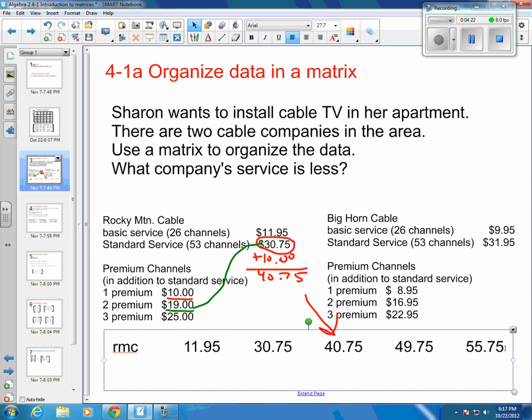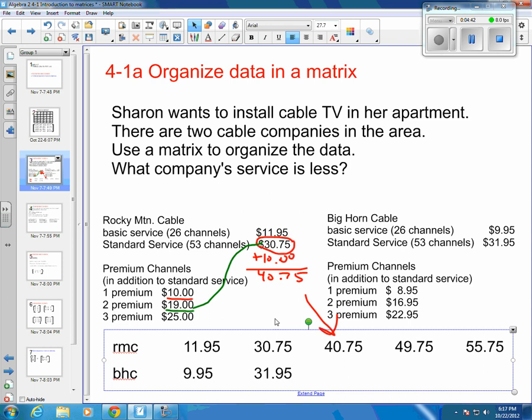And then I can look at my Bighorn cable. I was doing lower letters here, wasn't I? Bighorn cable, and so their basic was $9.95, and their standard service was $31.95. And now we need to find 1 premium channel.